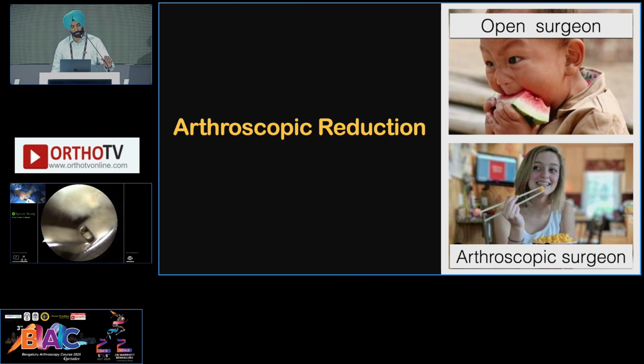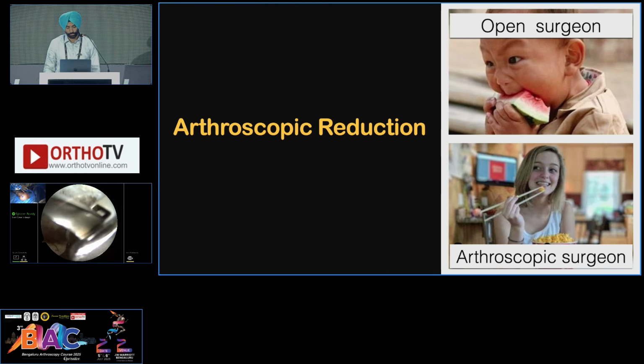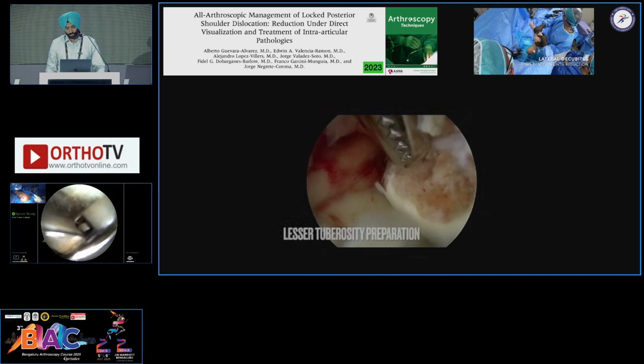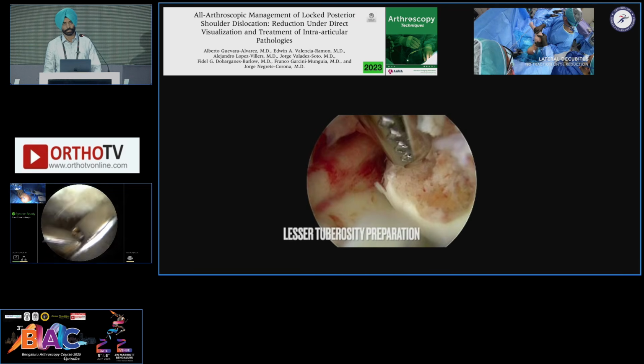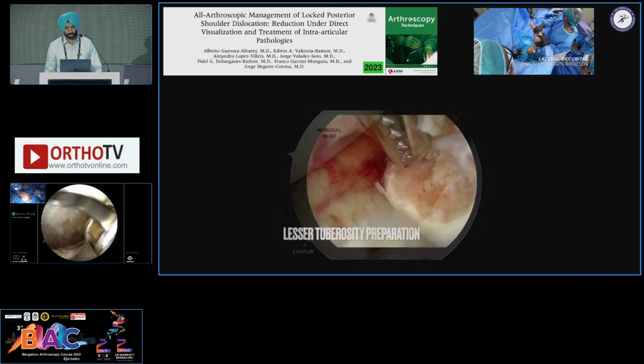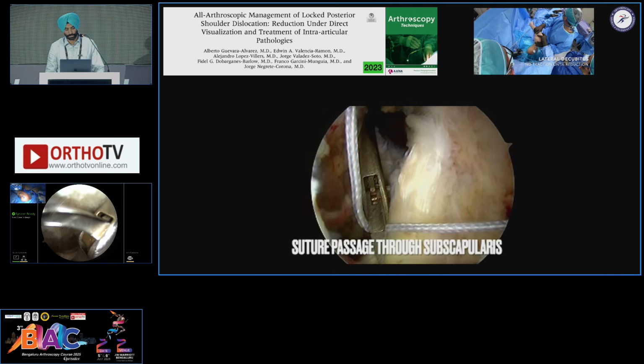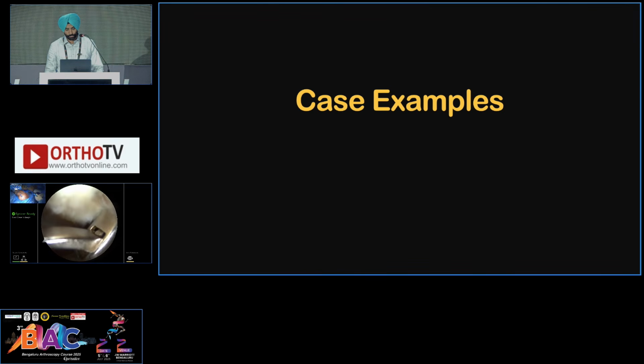So as we are arthroscopy surgeons, we want to do everything arthroscopically. There are a few techniques which have come up in which they do an arthroscopic reduction with a posterior labral repair and a kind of reverse remplissage, in which the subscap is dunked into the reverse Hill-Sachs. So, a few case examples.